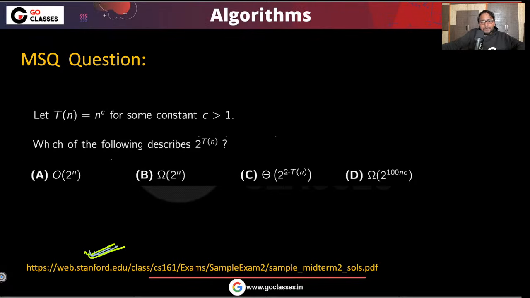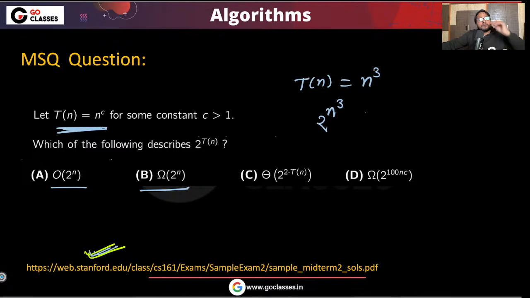What they are saying is that if Tn is n power c, maybe let's just take Tn is n cube. Then what about 2 power n cube versus 2 power n? Is it lesser than or equal to 2 power n? No, definitely no. It is greater than or equal to 2 power n. What do you think? Basically they are asking about 2 power n power c and its relation with 2 power n.